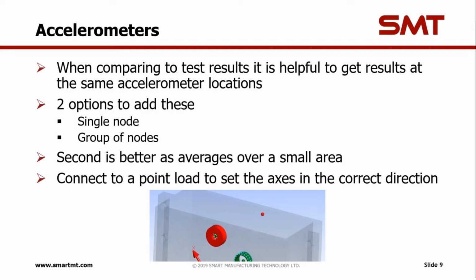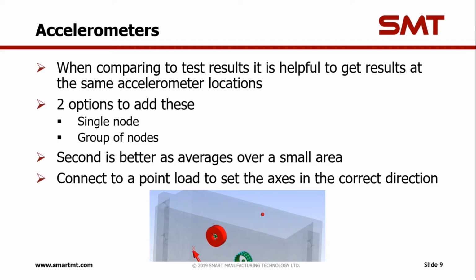Next topic is accelerometers. Particularly for MVH, it's often helpful to compare results with accelerometer locations that you've got in your test. There are two options for how you define these. We can either use a single node, or we can use a group of nodes. It's usually better to use the second, a group of nodes, because then you're averaging over a small area, which is the same as what an accelerometer is doing, because it's always going to have a finite area that you connect to.